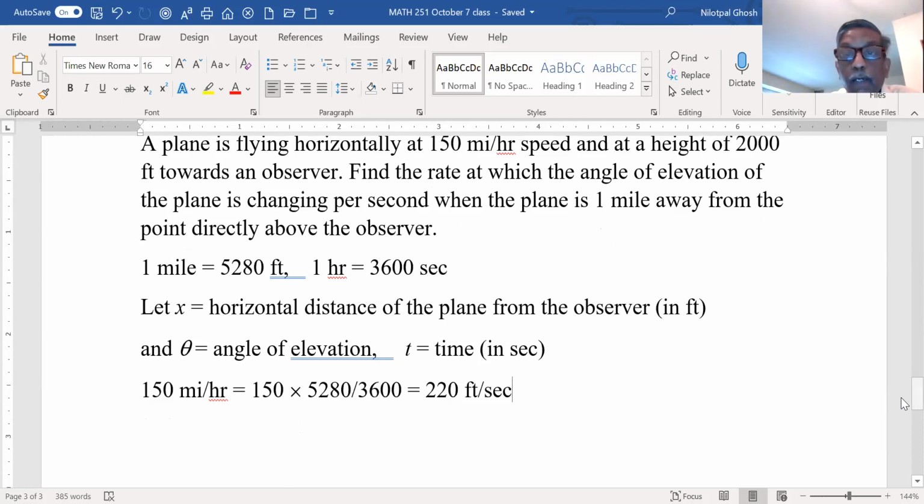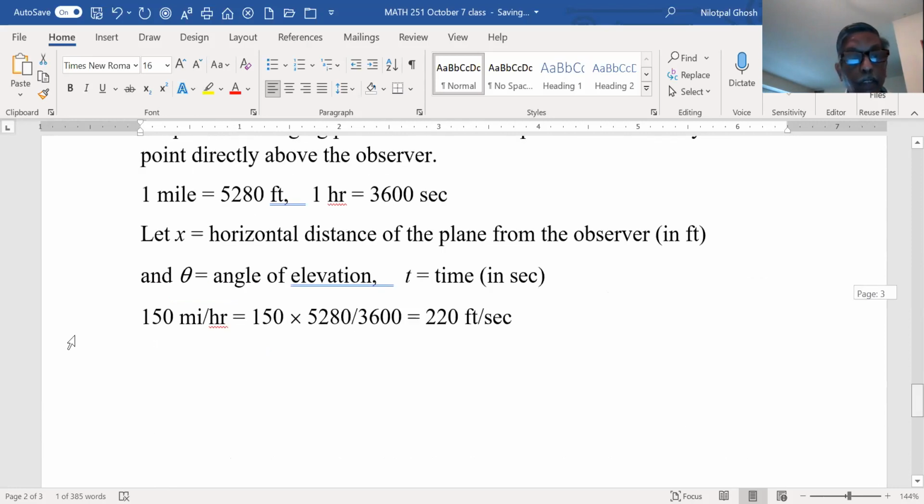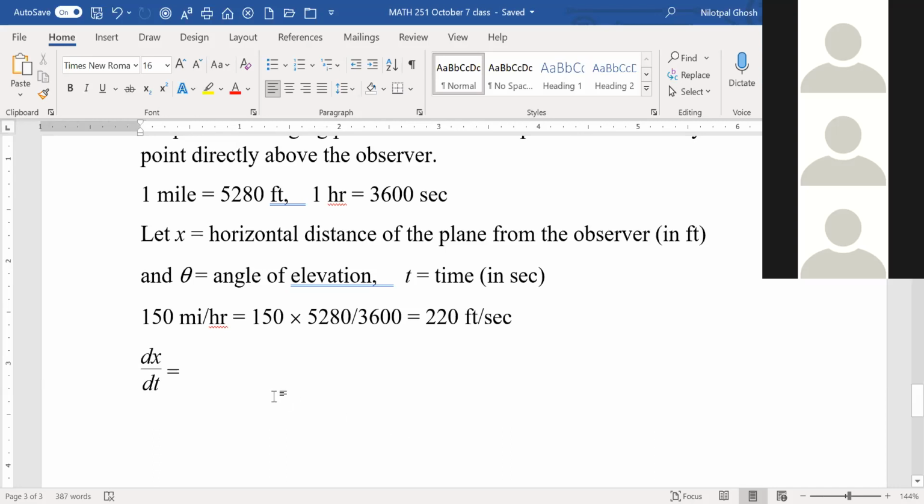Now we need what we know. We know that the plane is flying at the speed of 220 feet per second. Okay, so we will say the dx dt. I have dx dt somewhere written here, right? dx dt equals, let me see whether anybody can tell me correctly. Lale, what is dx dt? Is Lale here? Let me check. Yes, I'm here.